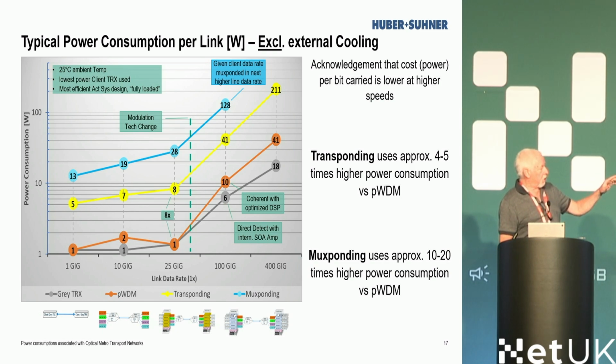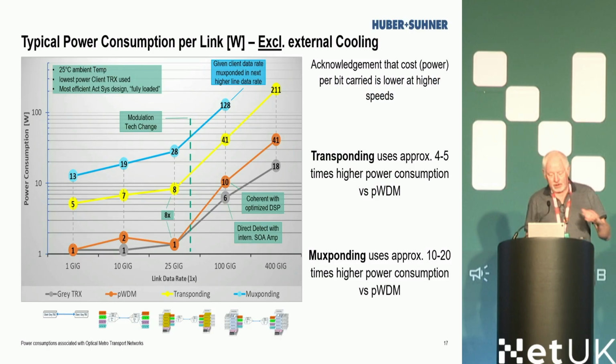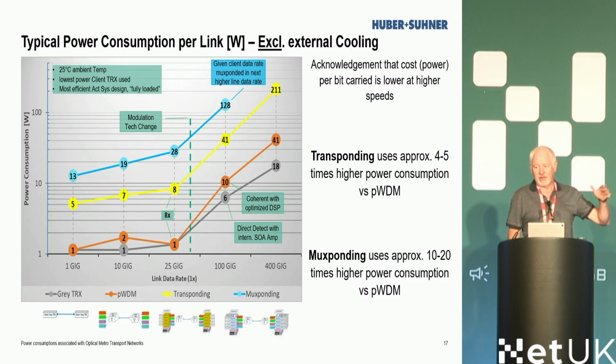So again, keeping on the orange line, it uses about 10 watts for a 100 gig solution, going up to about 41 watts for a 400 gig solution. Important point to note is that a 400 gig transceiver will use less power per bit than 40 times 10 gig. So it still makes sense to use a 400 gig if the traffic requires it, because it will use less power. So we're not saying don't use 100 gig, 400 gig, 800 gig, wherever, if you need it.